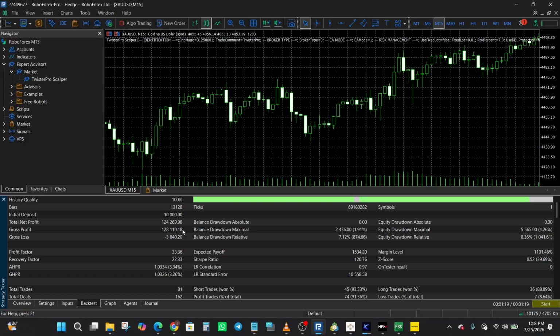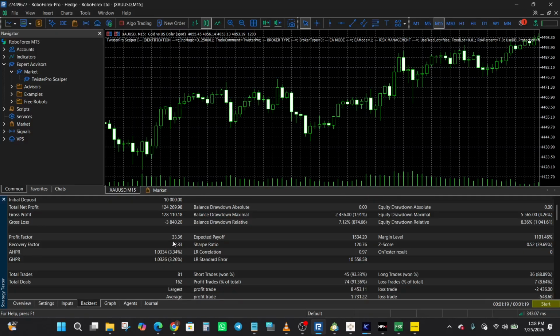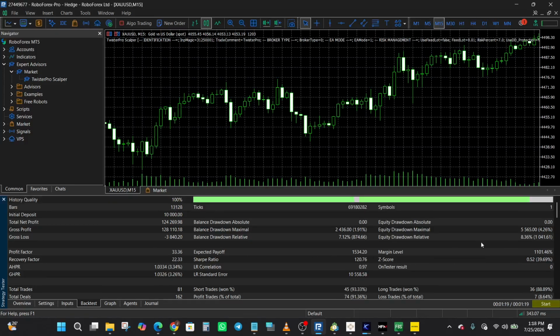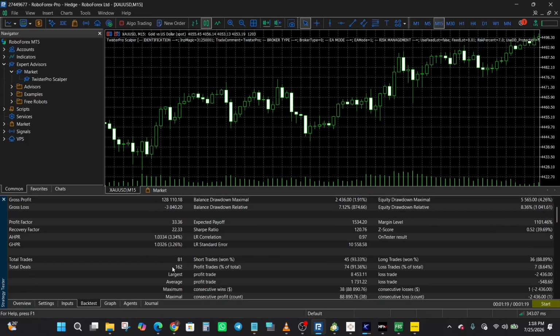Okay, so let us break that down because the surrounding numbers are just as striking. The gross profit was $128,110 against a gross loss of only around $3,840, giving a profit factor of 33.36. The maximum balance drawdown was just 1.91%, and the equity drawdown peaked at 4.26%. Now, out of 81 total trades, which fits the fewer trades positioning from the page, over 91% were profitable, as you can see here.